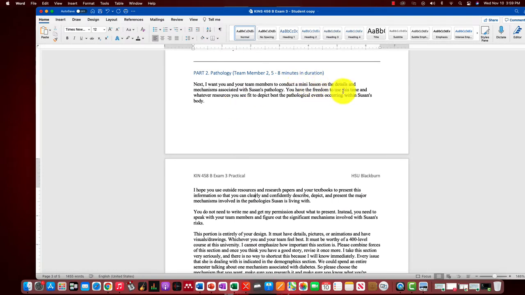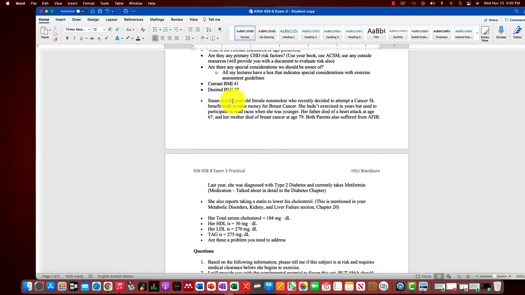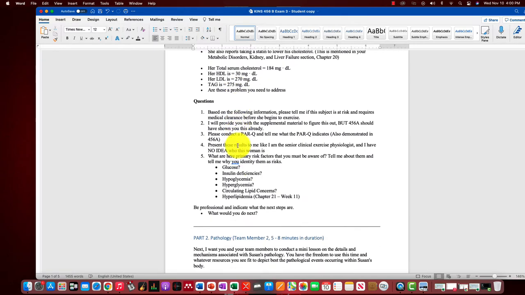You have the freedom to use this time and whatever resources you see fit to depict best the pathological events occurring within Susan's body, okay? So you have all the creative freedom here to depict this. So if you want to focus particularly on dyslipidemia or hyperlipidemia, have at it. Look up how this particular mechanism is changed in diabetes.